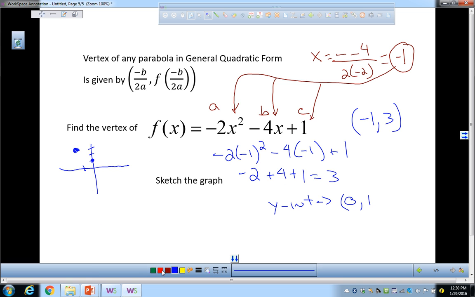I know it's an upside down parabola, so it's going to look something like this over here. And using the axis of symmetry, right? That's a perfect, no, let's try that again. Using the axis of symmetry, oops. Here comes my axis of symmetry. Okay? There's my axis of symmetry. I can use symmetry to sketch the other half of my parabola, kind of going down like this.